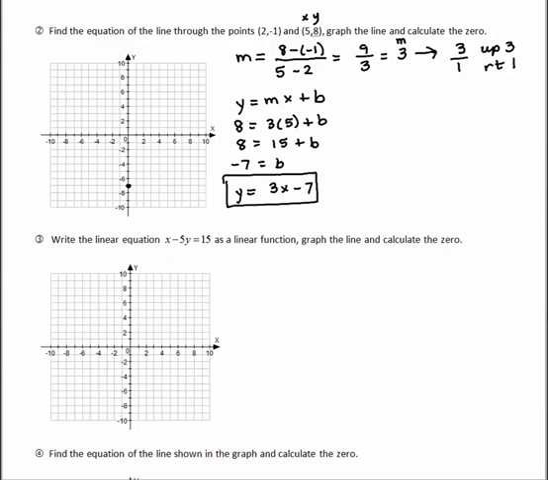Let me try that one more time. I'm going to go up 3 and then to the right 1. And there's my next point. I'll continue to do that a couple more times. Up 3 and to the right 1 puts me here. And again, here. One more time there. And that's pretty good. I'm going to go ahead and draw that line.